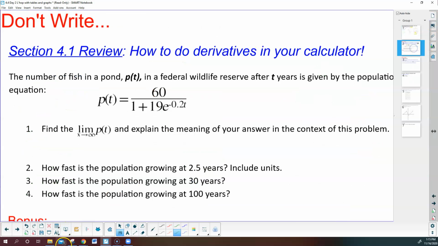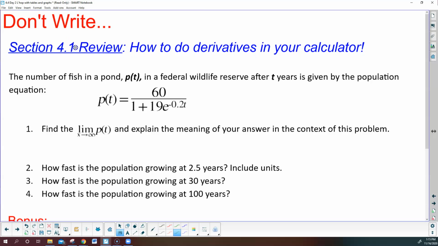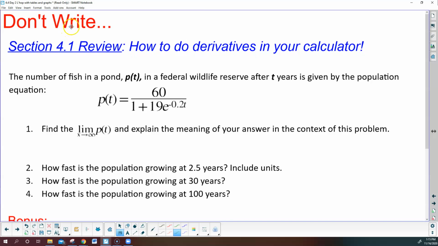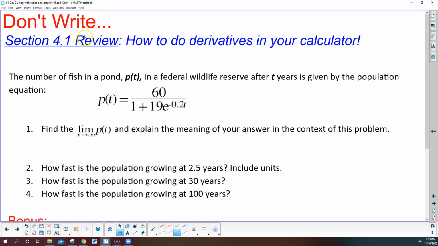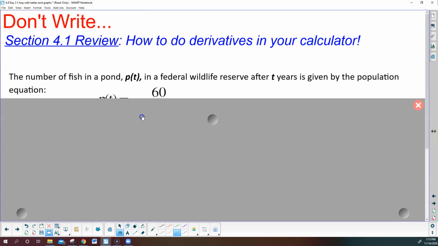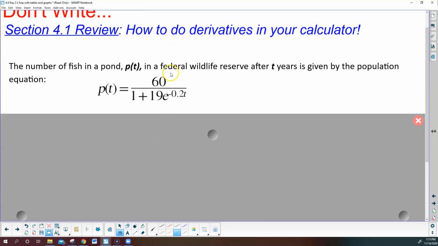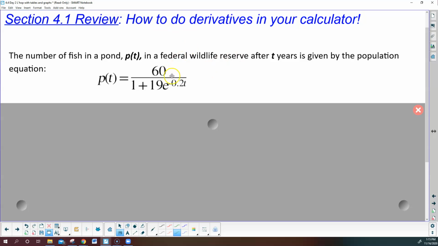All right, we're going to go through a couple of items here that we don't want you to write down. This is just meant to be, let's use your calculator and see how this goes. This is section 4.1. It's kind of a review. We said we were just going to teach you how to do some of these and not really take formal notes on it. So how do I do the derivative in my calculator? Well, let's take a look here at this specific problem and see how our calculator can benefit us.